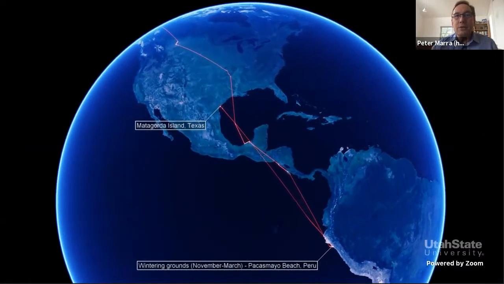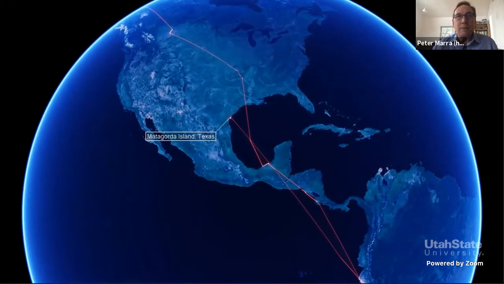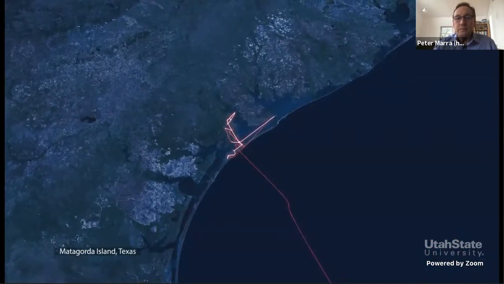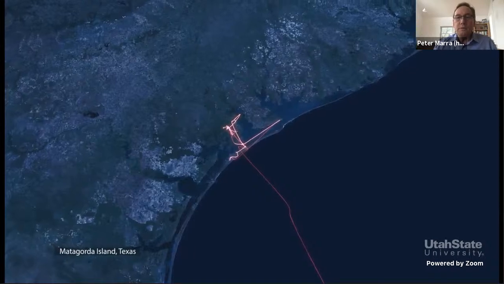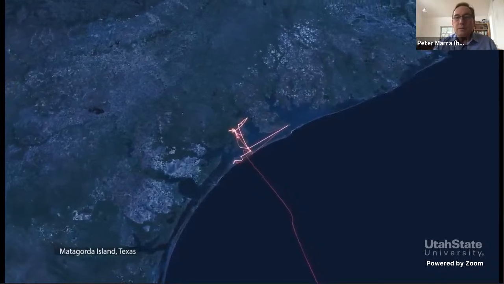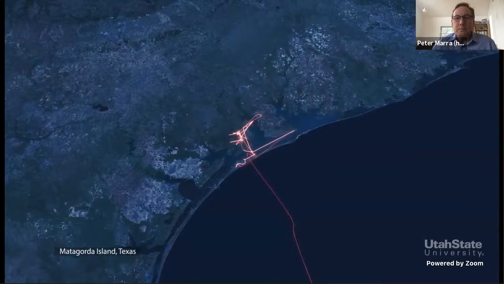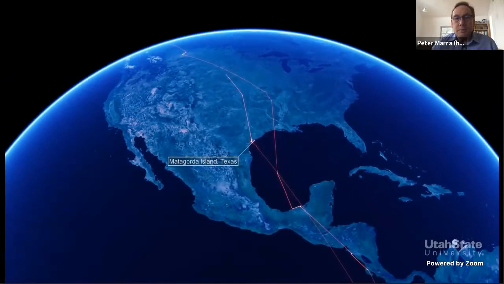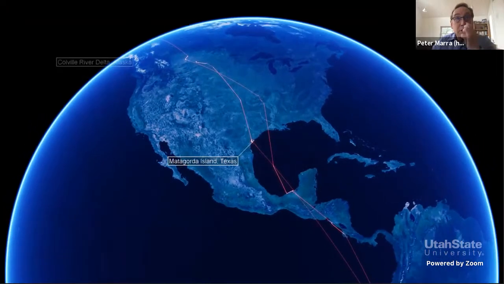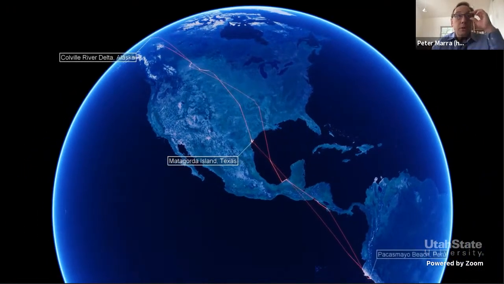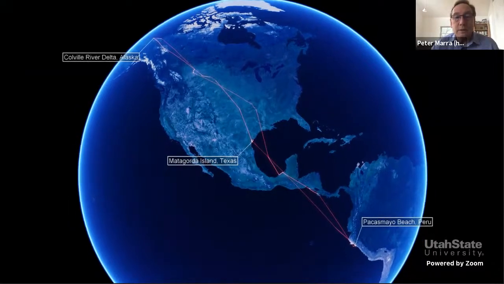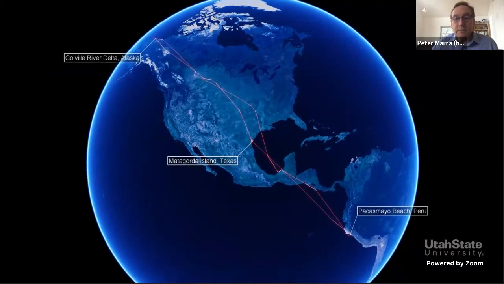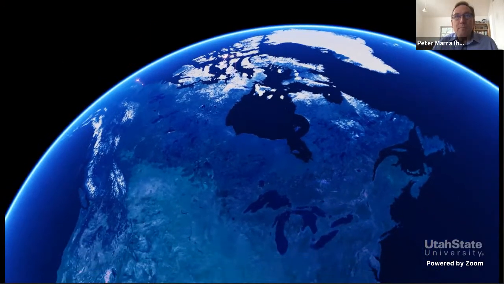And then it takes off and heads north again, stopping in Matagorda Island on the Gulf Coast. It's there for quite a while, dodging peregrines, and then makes its jump on spring migration right back up to the Colville River Delta in Alaska for another breeding season. Now remember, that's just one bird.